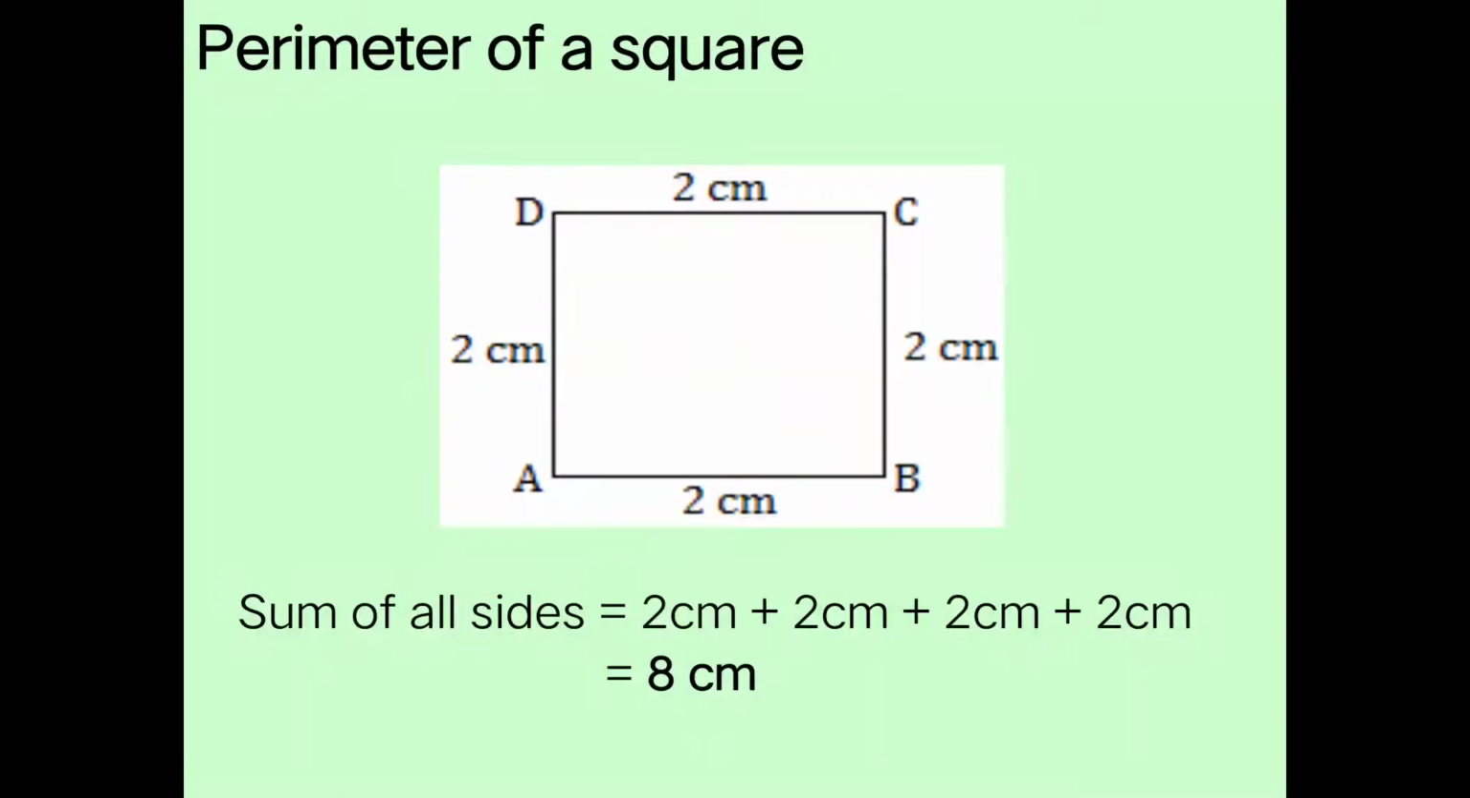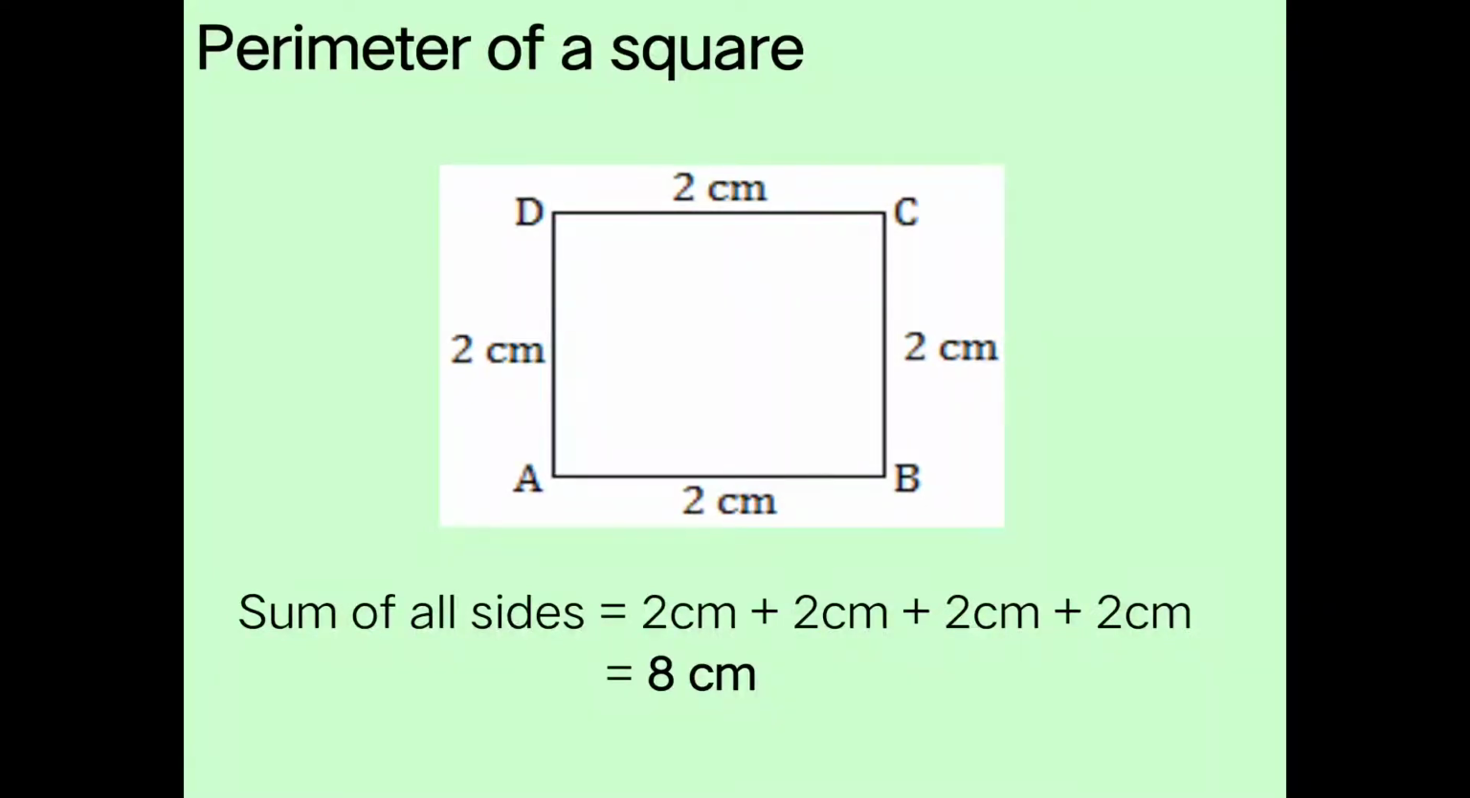Next we are going to learn about the perimeter of a square. Already we know that all sides are equal for a square. So what we have to do is the same thing: add all the outside boundary of the square. Here we have 2 centimeter plus 2 centimeter plus 2 centimeter plus 2 centimeter. All together we'll get 8 centimeter.